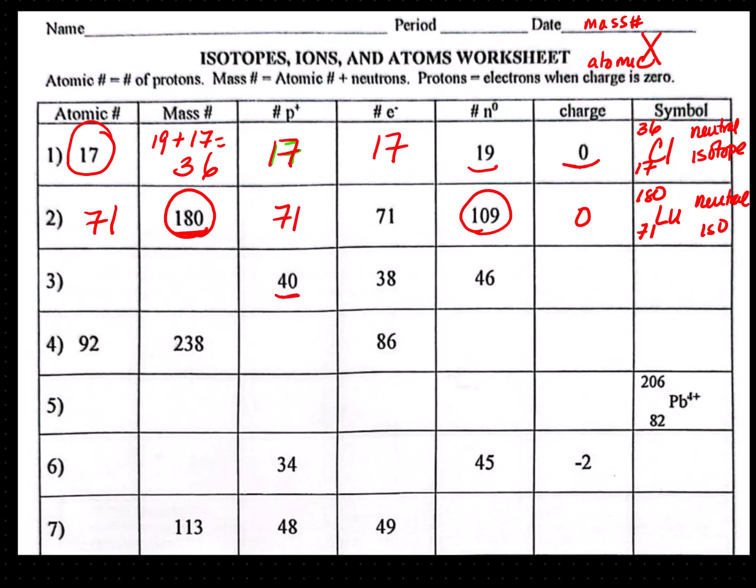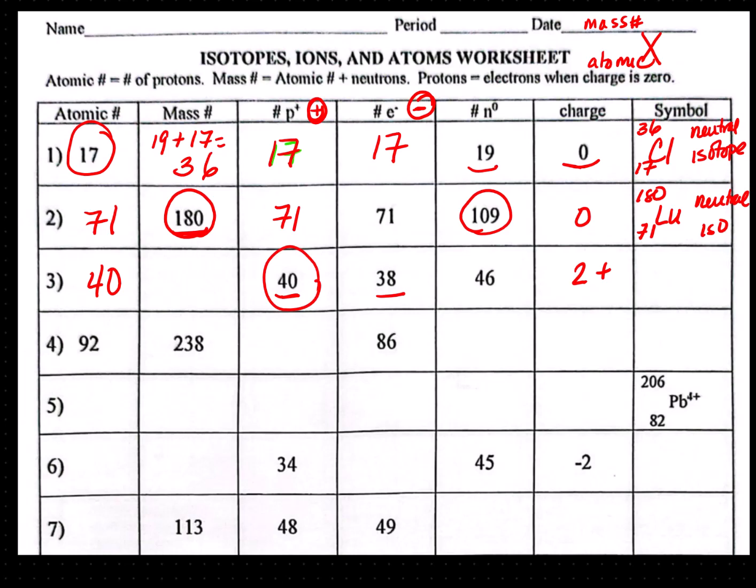Number 3, the number of protons is given, so we know that the atomic number is also 40. Protons and electrons are not the same. This is not a neutral atom. It has 2 more protons than electrons. We know protons are positive in charge and electrons are negative in charge. So this should be a +2 charge. It has 2 extra protons than electrons.